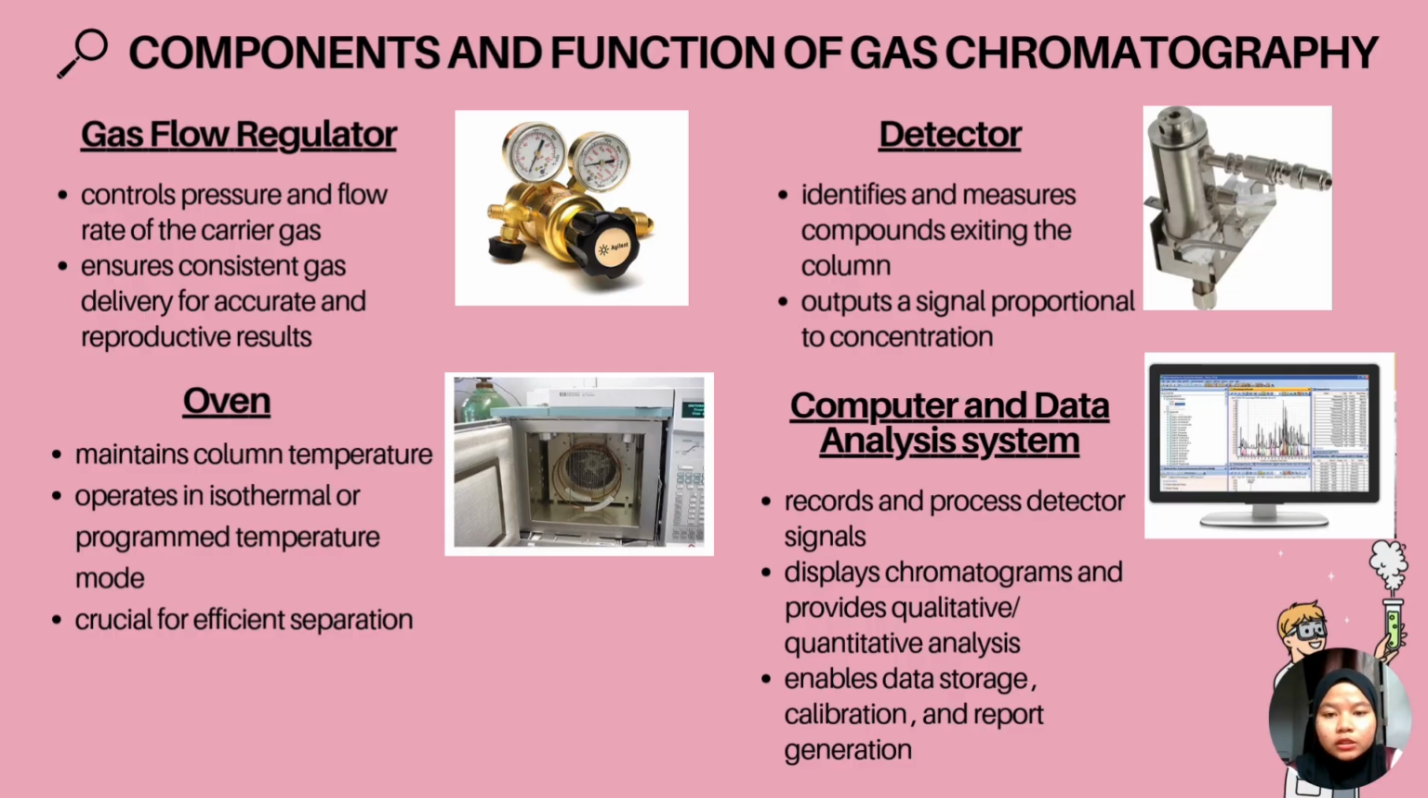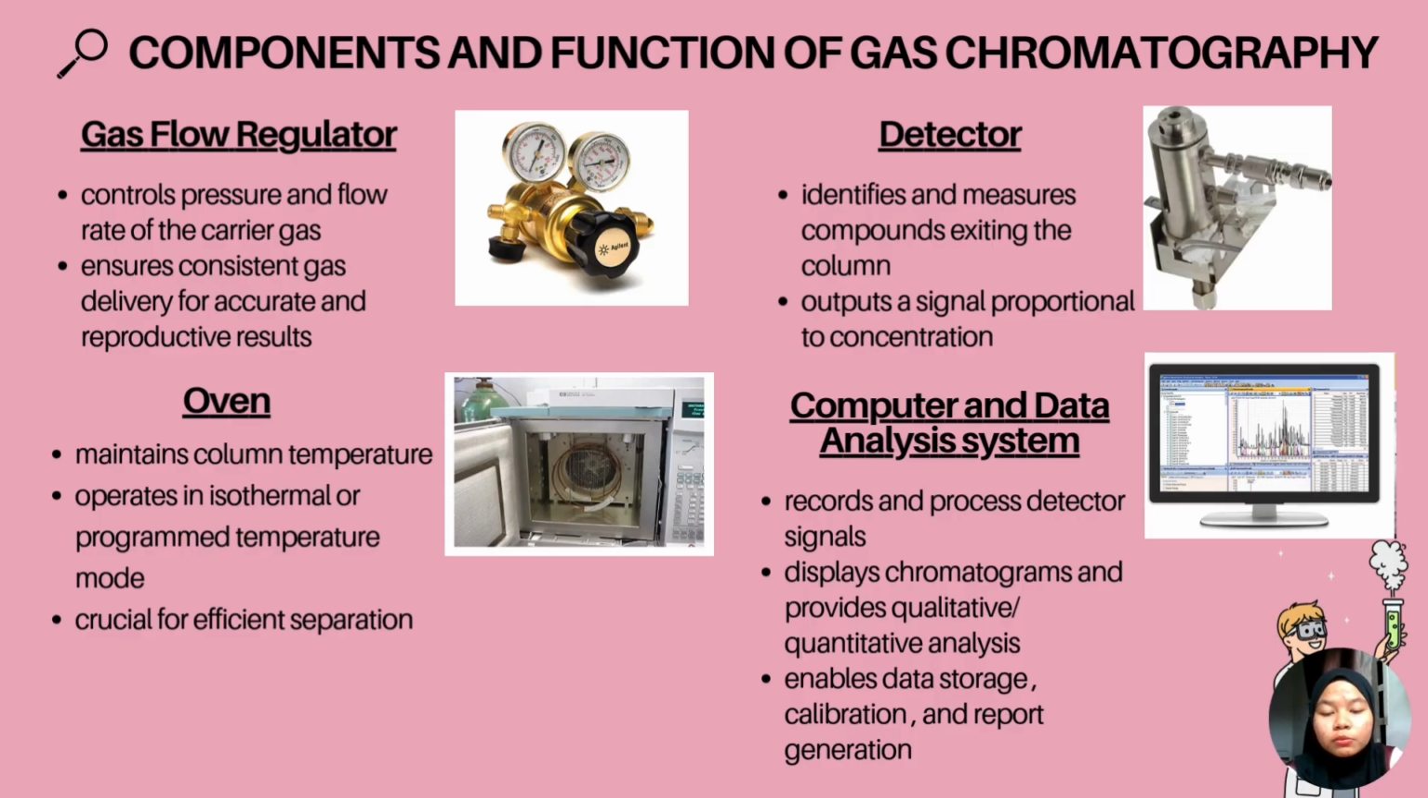Next is the gas flow regulator. Its main function is to control the pressure and flow rate of the carrier gas. It ensures the carrier gas is delivered consistently and steadily, which is important for obtaining accurate and reproducible results. If the gas flow is not properly regulated, the separation of compounds may be poor or inconsistent. Next is the oven, which contains the column.